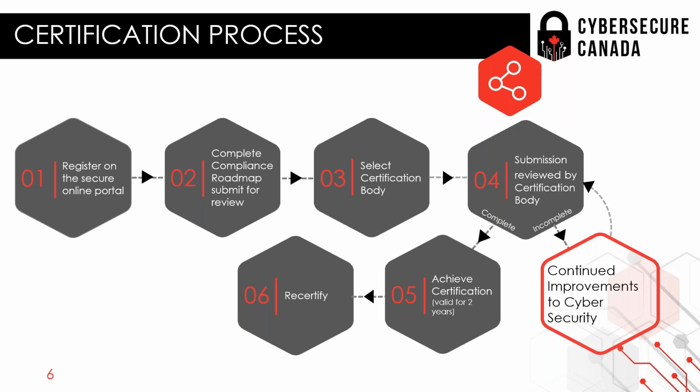So, certification process. To get started, you can register to the secure online cyber web portal by going to cyberessentialscanada.ca and clicking register. Once you log in, you would complete the compliance roadmap and then submit for certification review. At that time, you'd be contacted and asked to select from one of the 4 accredited certification bodies under the Cybersecure Canada program. The selected certification body would then review your submission, and if everything is compliant, then you would achieve certification for a 2-year period. And then after that, you would recertify on a 2-year basis.